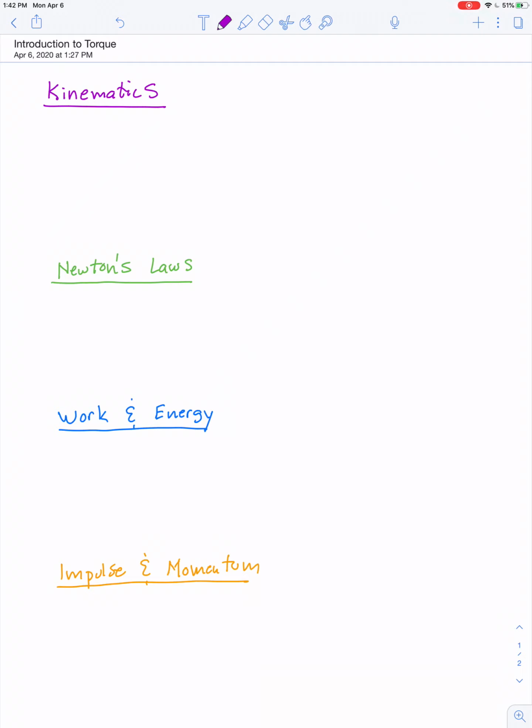Let's do a quick review of the major equations that we've encountered so far for our study of things that translate. That is, study of objects that move from point A to point B in space. So we began this semester with a study of kinematics, and there are 4 kinematics equations that you've probably committed to memory by now. One of them says final velocity is initial velocity plus acceleration times time.